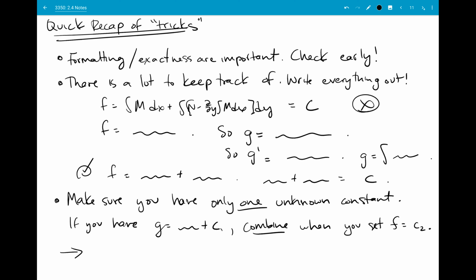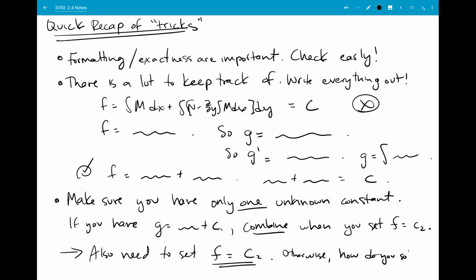Another thing to remember: sometimes you all will forget that you need to set f equal to that constant. Otherwise, how do you solve for y, which is the goal of this whole exercise? It goes on for so long that you might forget that, but that is what we're trying to do. So those are the things that I think tend to go wrong here.